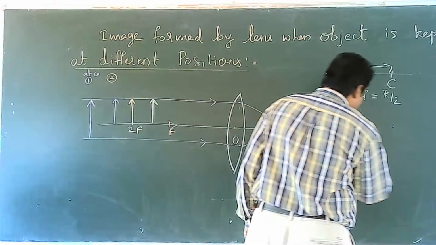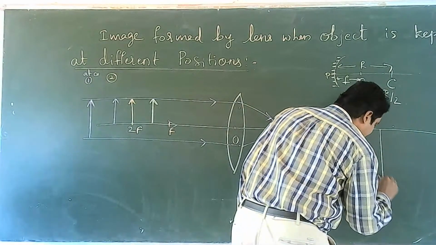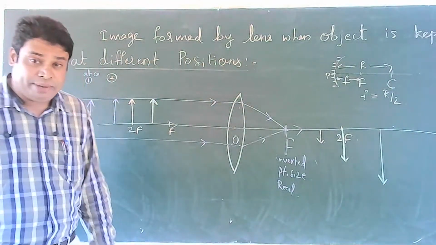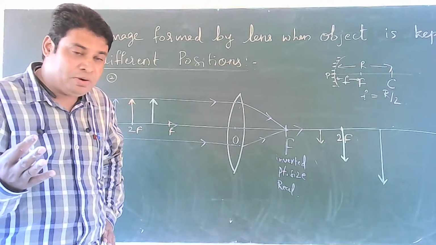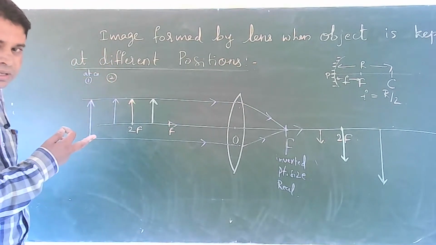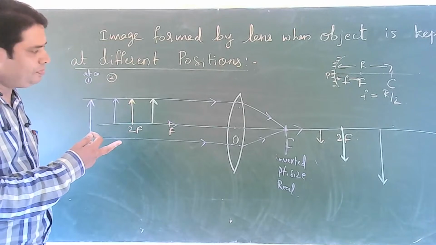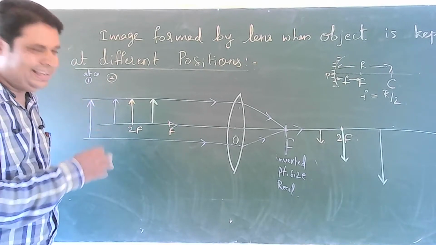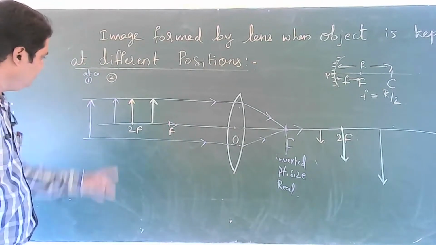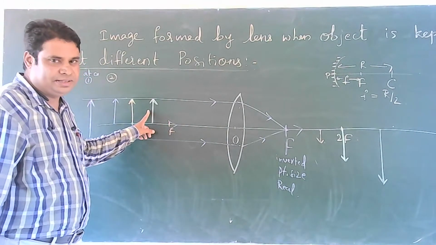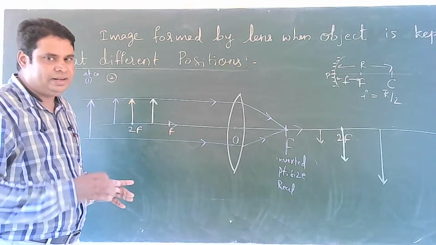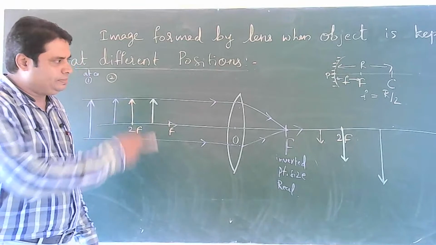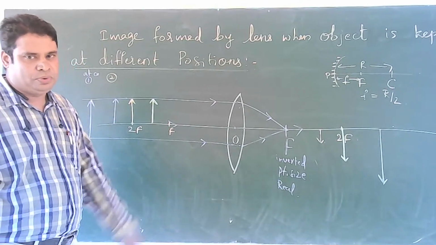Next, if the object is placed between 2F and F, of course your image will shift beyond 2F. The image is formed beyond 2F, and we observe it is inverted, hence real, and enlarged compared to the object size. Inverted, real, enlarged. When you place the object between 2F and F, your image will form beyond 2F.